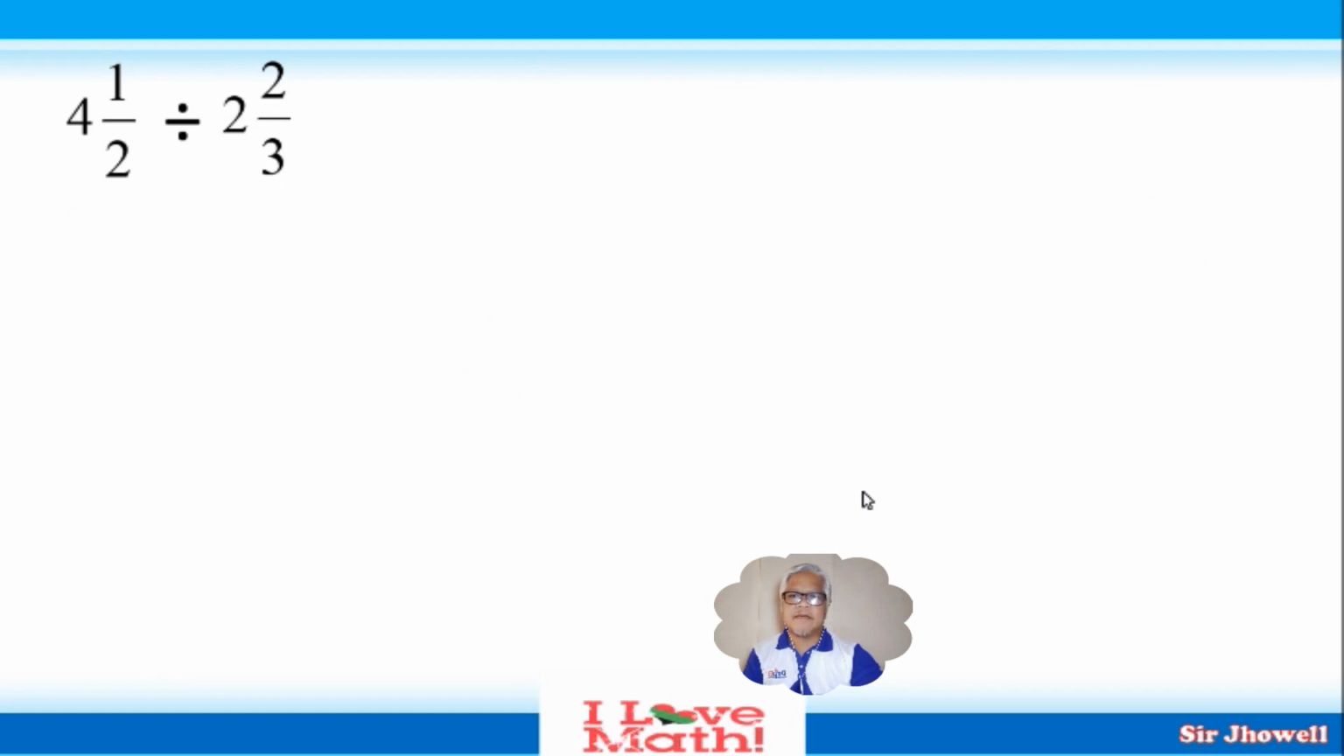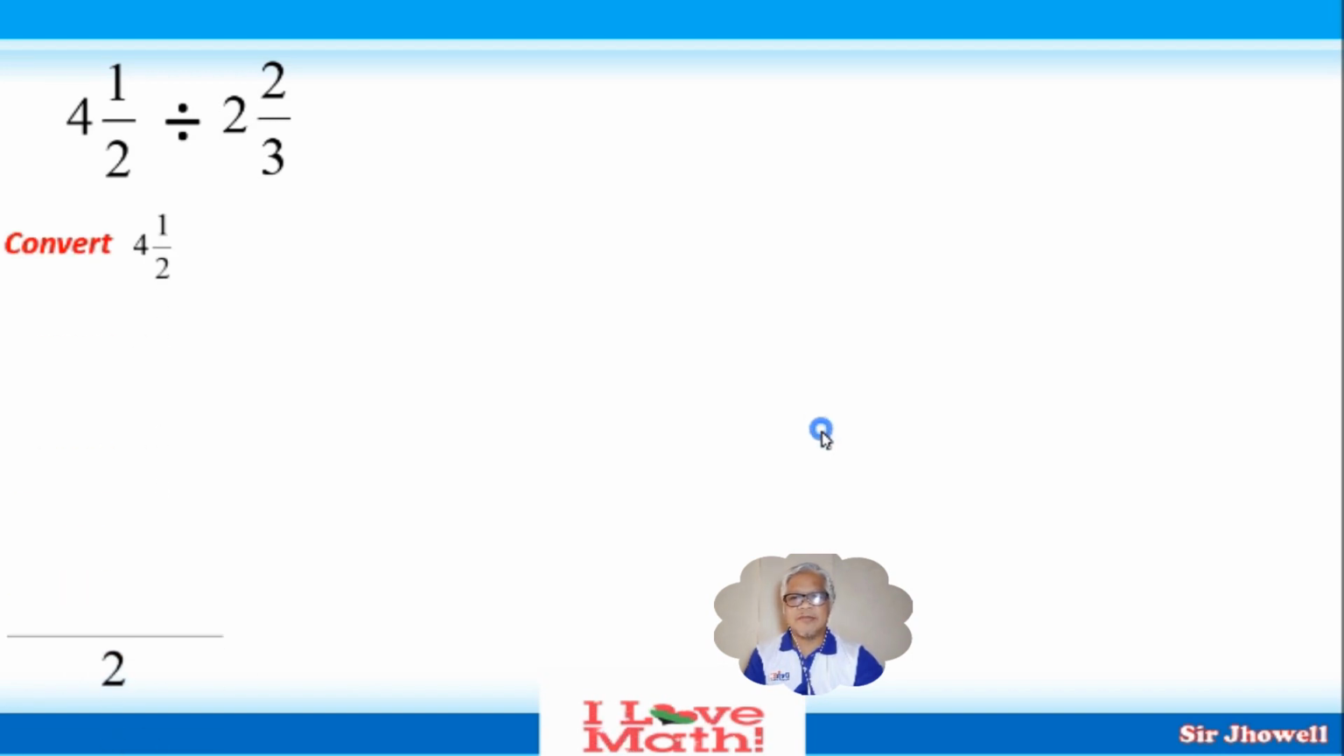Example number 3. 4 and 1/2 divided by 2 and 2/3. Dalawang mixed number. So, kagaya kanina, dahil ito ay mixed number, i-convert muna natin sila into improper fractions. Tandaan, unahin natin ang 4 and 1/2.